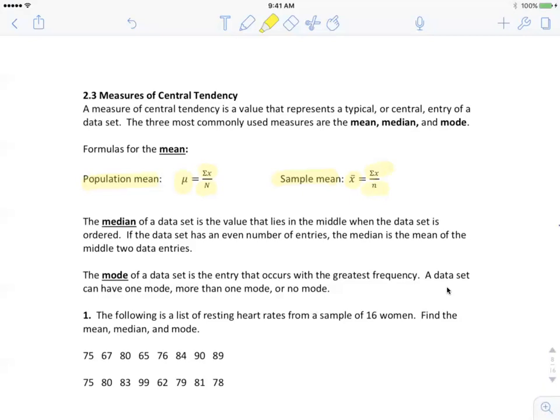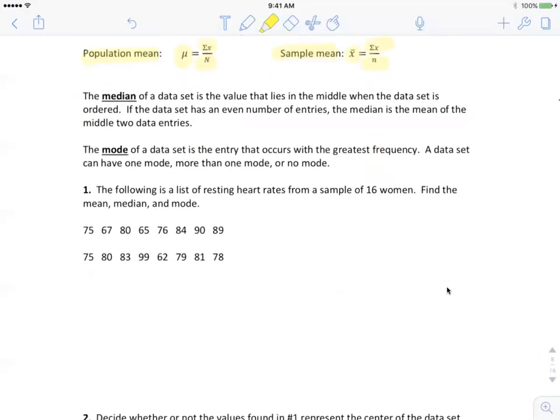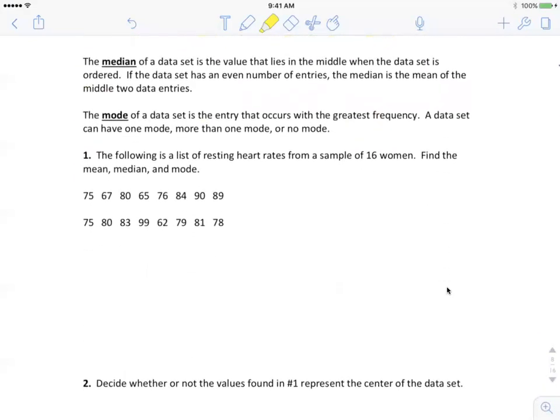Okay. Median and mode we'll get to in a minute, but let's just try an example real quick. The following is a list of heart rates from a sample of 16 women. Find the mean, median, and mode. So let's just get the mean right now. It's a sample, so if I'm using the correct symbols here, I'm going to use the X bar, and the formula is sum of x's divided by n, right?